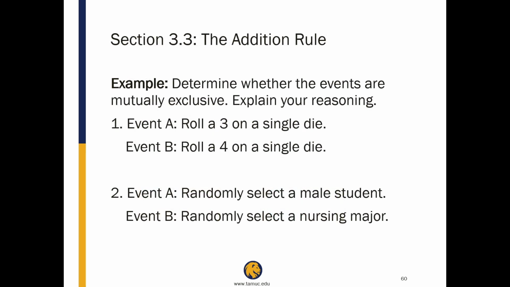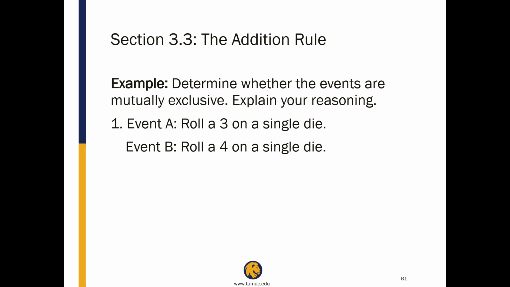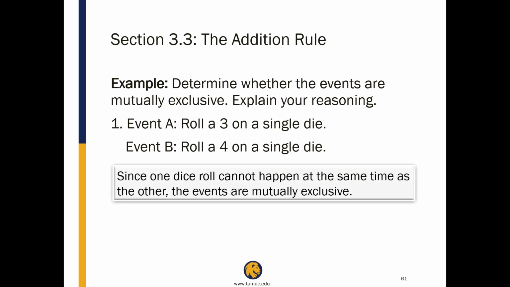And so let's talk about a couple of scenarios and identify what we think would be mutually exclusive events. It says determine whether the events are mutually exclusive. The first one says event A is rolling a 3 on a single die, and event B is rolling a 4 on a single die. Can these happen at the same time if we roll the die once? Clearly that wouldn't be the case in this instance. Since one die roll cannot happen at the same time as the other, you can't get both 3 and 4, we say the events are mutually exclusive.